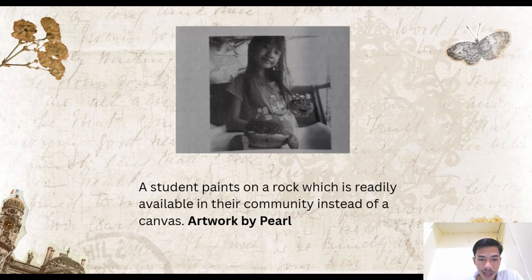Second, the students paint on a rock, which is readily available in the community, instead of an art canvas. It is an artwork by Pearl. This is a good example of contextualization because the activity uses materials that are easy to find. It proves that students do not need expensive art supplies to express their creativity. As teachers, we should encourage learners to use local and recycled materials whenever possible. This makes art education more inclusive, accessible, and enjoyable for everyone.